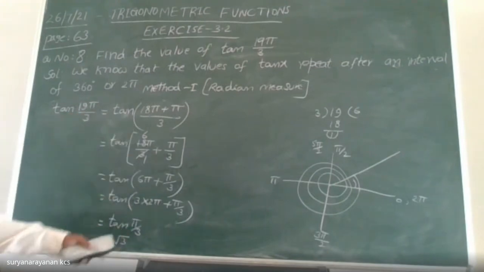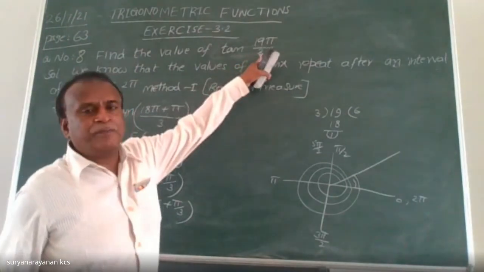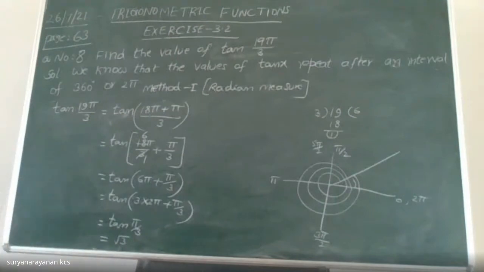This is one method. In this method, we did not disturb the radian measure of the angle. Okay, my children, take this screenshot. I will explain the second method also. You can follow any method, whichever is comfortable to you. Take screenshot fast.